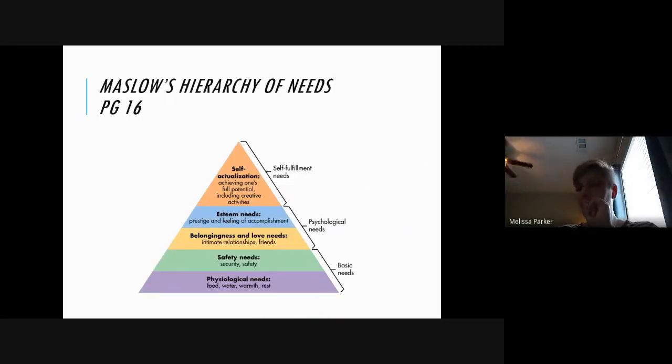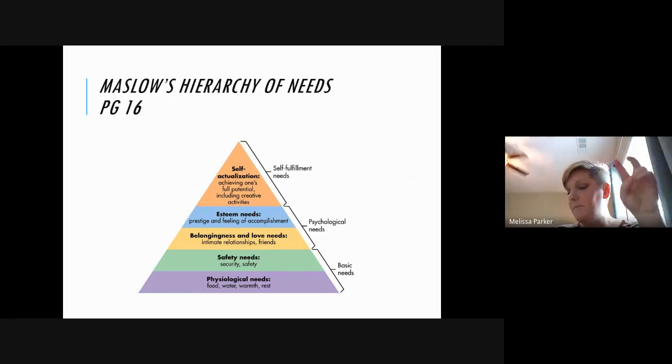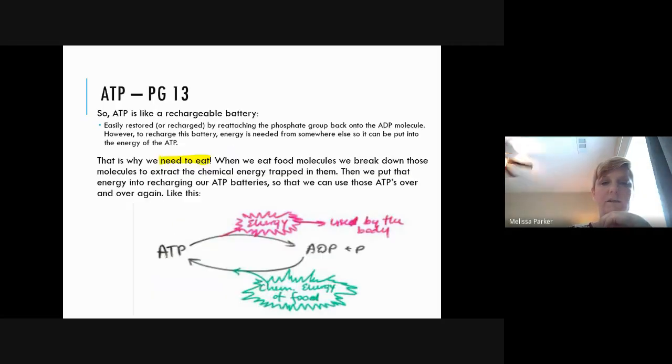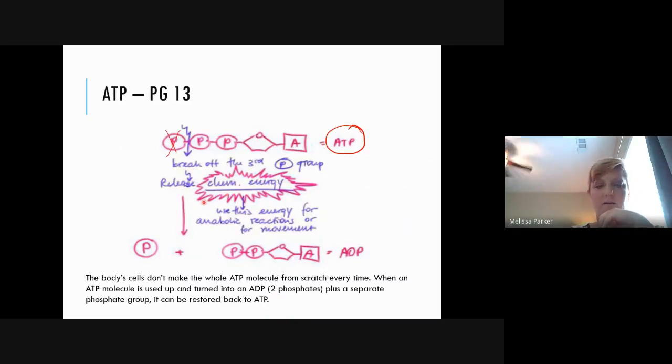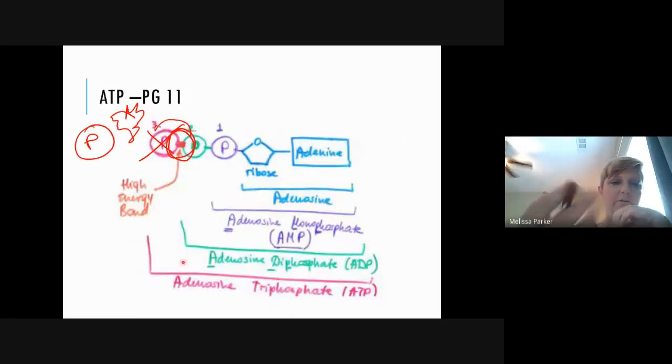So before we move on to this section, on page 11, it's important that you understand what's being summarized down there. So this is in relationship to this one right here. Let's see if I can erase.